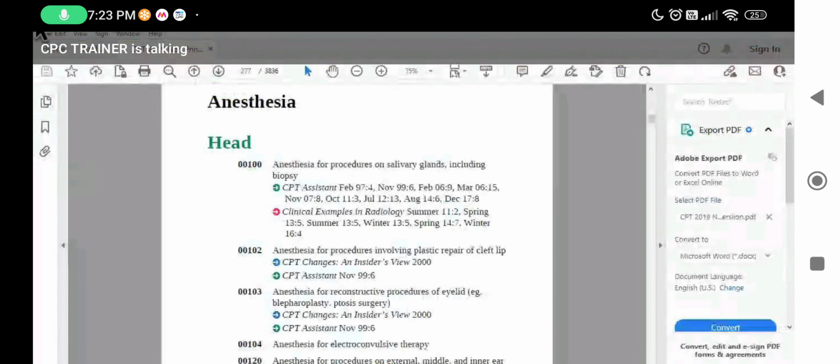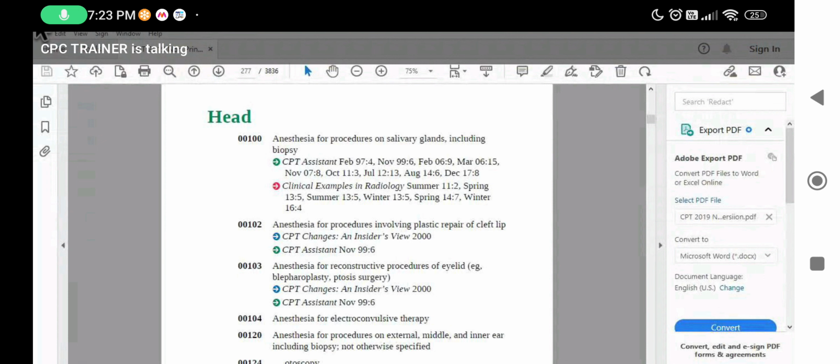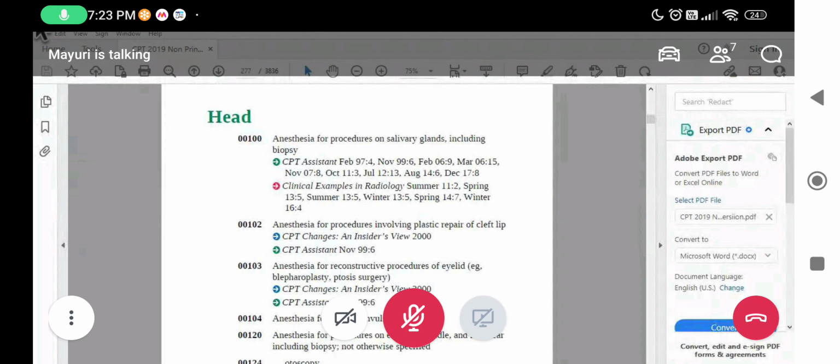For example, the provider documented, I am performing electroconvulsive therapy. This procedure is performed in the head location. You guys tell me which code you have for electroconvulsive therapy in this slide. Answer, number 00104.